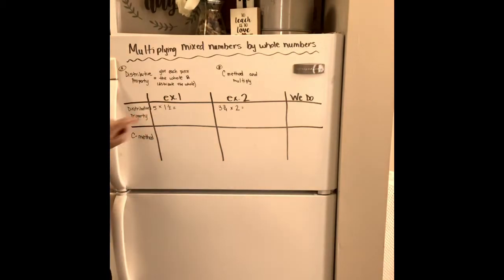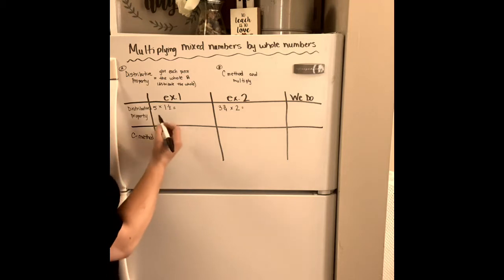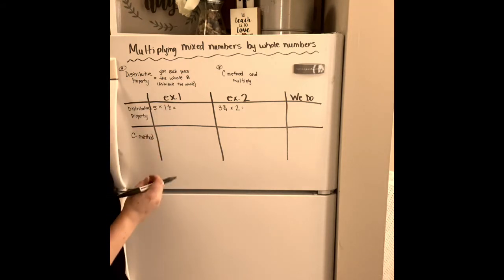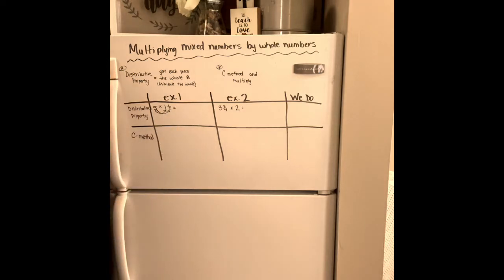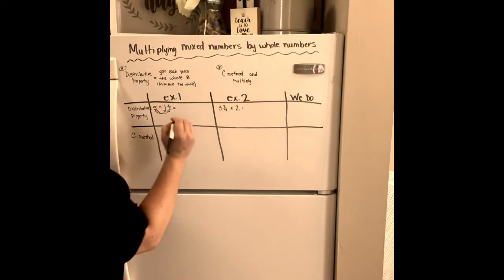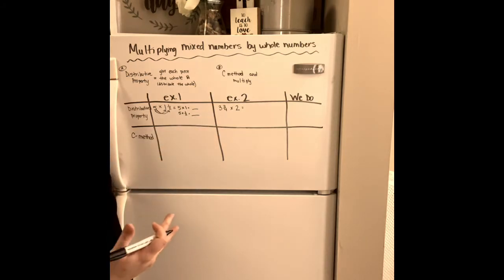First, we're going to talk about the distributive property and what that looks like in a math problem. So for this problem here, 5 times 1 and 1/2, the distributive property says I have to multiply the 5 by the 1 and by the 1/2. So what that looks like when I rewrite it is like this. 5 times 1 is one answer. Then I'm going to do the other piece. 5 times 1/2 is another answer. Now let's solve both of those pieces.